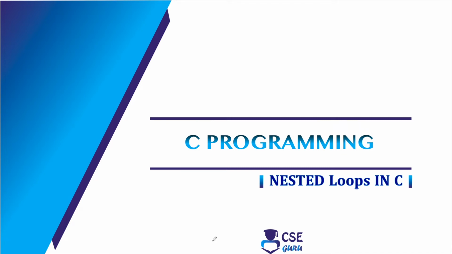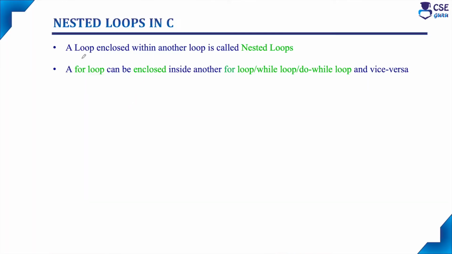Welcome to CSEGuru. The next topic we will discuss under C programming is nested loops in C. A loop enclosed within another loop is called a nested loop. That is, one loop placed inside another loop is called a nested loop. Already we have discussed three types of loops in C programming: the for loop, while loop and do while loop. All these three types of loops we can utilize as a nested loop.